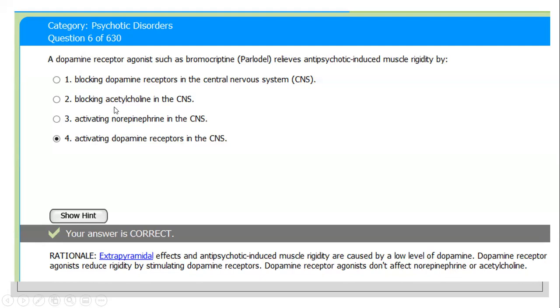Numbers 2 and 3 are never related to a dopamine receptor agonist. Numbers 1 and 4 are related to this question, but number 1 is blocking. Our medication is the agonist. An agonist stimulates, an agonist activates, but an antagonist blocks. The question was about the agonist, so number 4 is the choice.